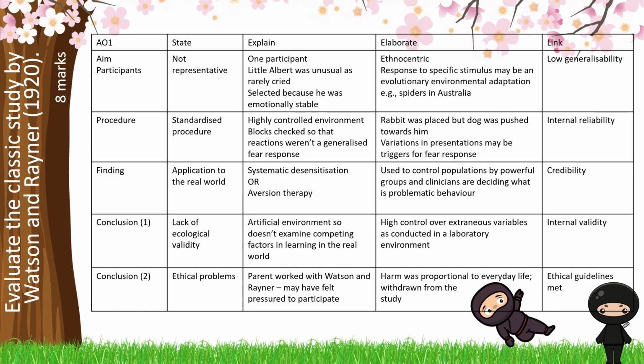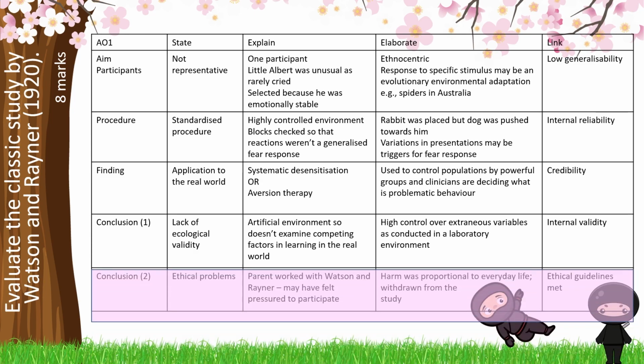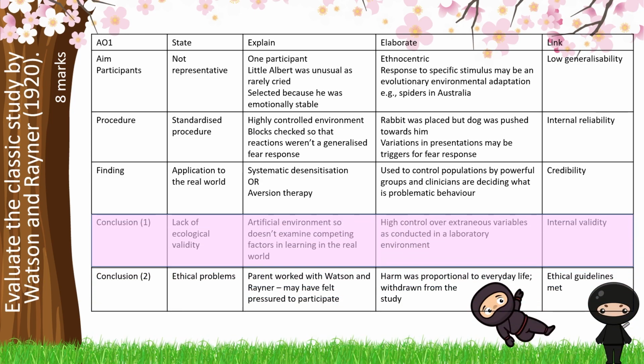From here, move through to the findings and explain their application. This is all exactly the same as it was when we talked about classical conditioning. Then we're going to split the conclusions up into conclusion 1 about fear responses, and then counter this by saying there's a lack of ecological validity because it was an artificial environment. I would talk about this being a controlled or a lab observation rather than anything else because observations link in nicely to learning theories. We can say that there was high control over extraneous variables, and overall, although external validity was low, internal validity is high.